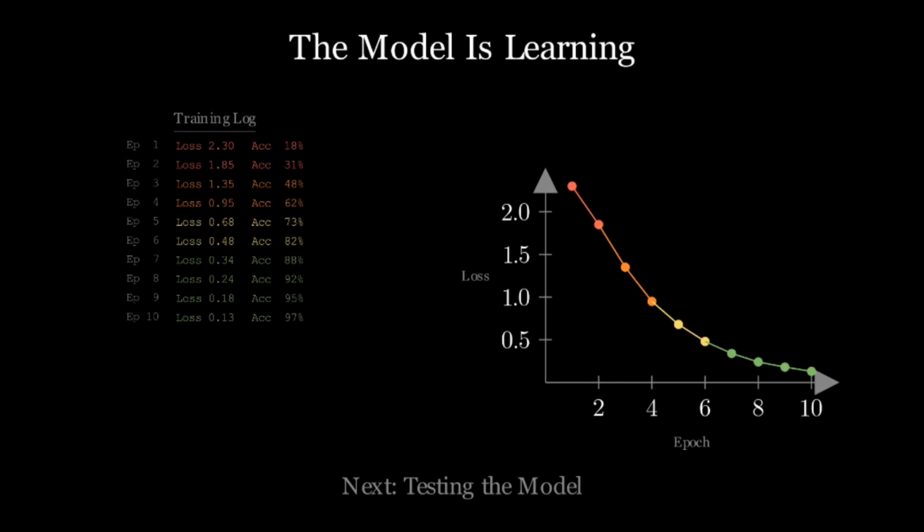Notice how the loss drops from more than 2 down to a much smaller value. At the same time, the model's accuracy continues to improve. This shows that the network is successfully learning from the training data. Once training is complete, we can use the model to make predictions on images it has never seen before.